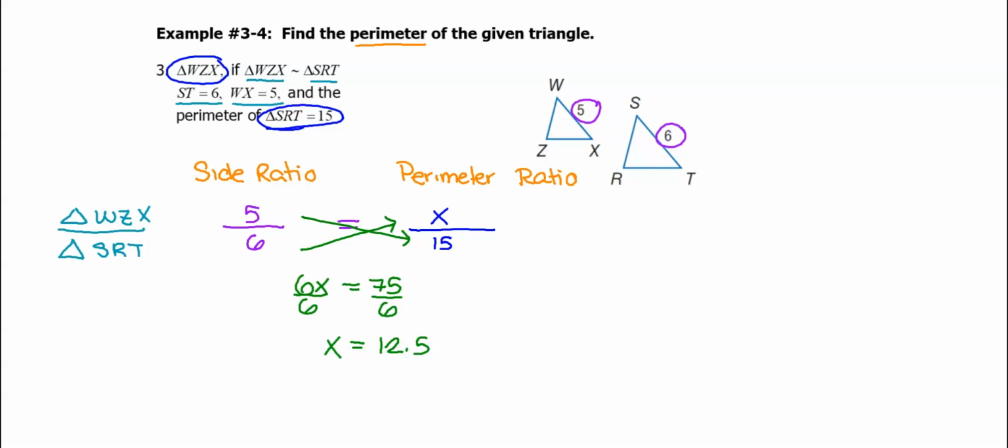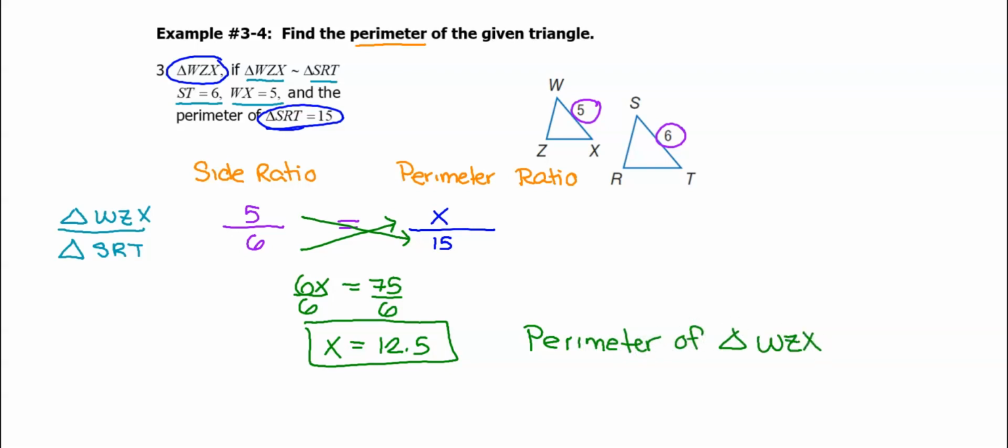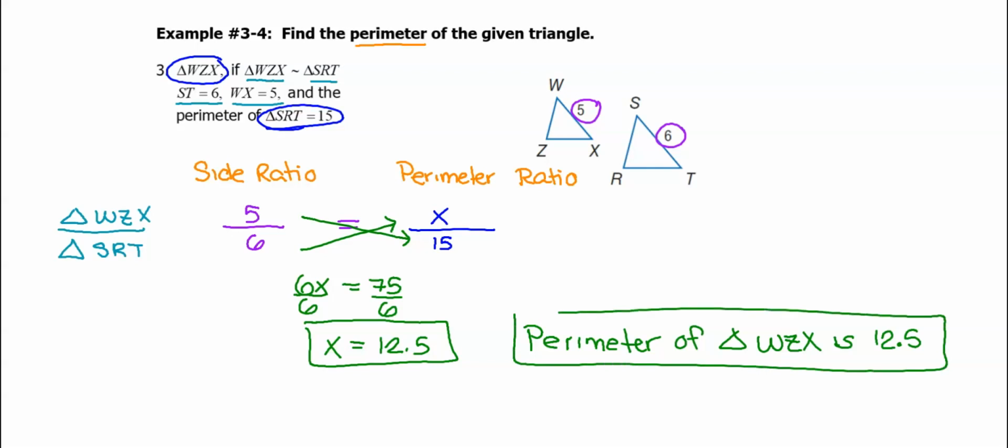So if you need your calculator, go ahead and grab it. They're asking what the perimeter of WZX is, and I called it x. I should also be more specific and put down the perimeter of triangle WZX is 12.5, and that's my more exact answer right there.